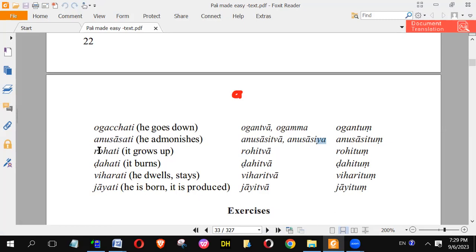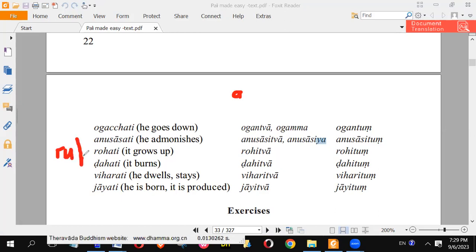Rohati, the root can be ruh, or it can be a r, okay, h, or here roh also can. Grows up, rohitwa rahitum, all right? Viharati, you know the word. Vi and harati. So like monastery, we call it vihara, right? Dwells. So vi and harati. Vi prefix R is the root, A and T. So viharitwa, viharitum. Jan, janyati.